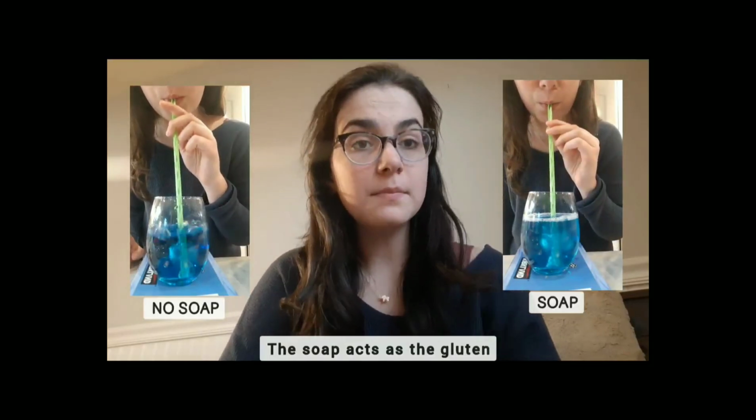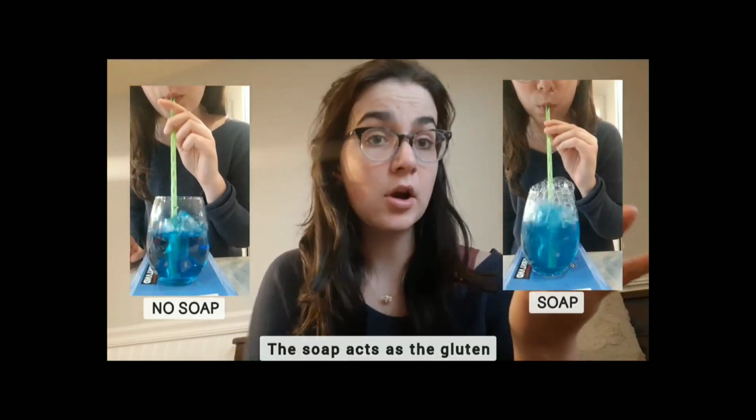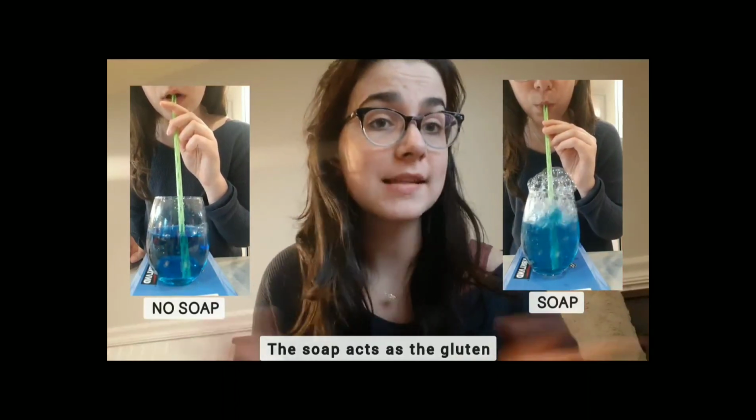But this only happens because the network of bonds within the gluten molecules creates a protective bubble, allowing it to expand the dough. As you can clearly see, the bubbles on the right increase in volume because of the soap, and the bubbles on the left do not. The soap acts as the gluten in this situation. Therefore, baking without gluten is extra difficult.